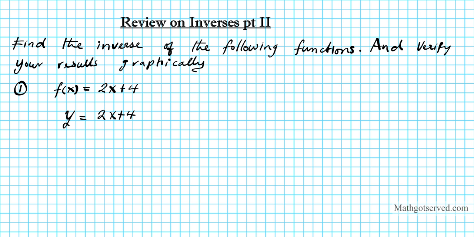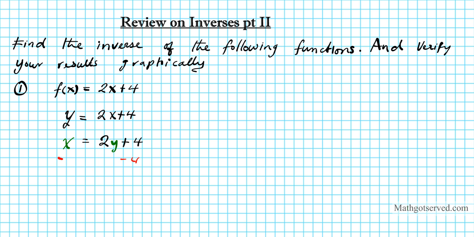So I'm now going to have x equals 2y plus 4. That's the whole idea behind an inverse: switching an input with an output and getting a new output. That will be your inverse, okay? So to get this inverse, I'll subtract 4 from both sides and divide by 2. Let's go ahead and do that.